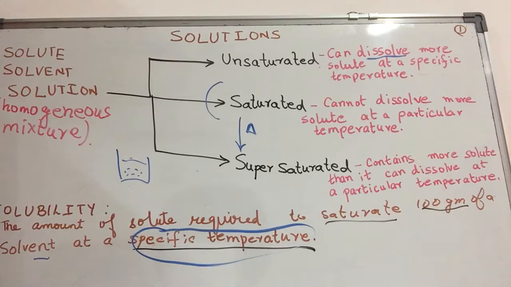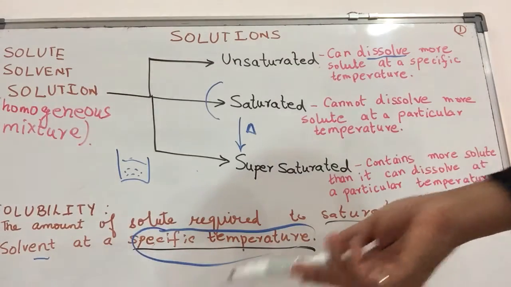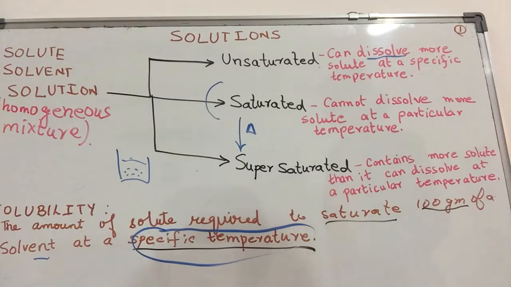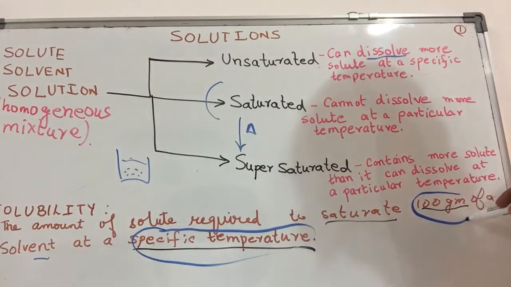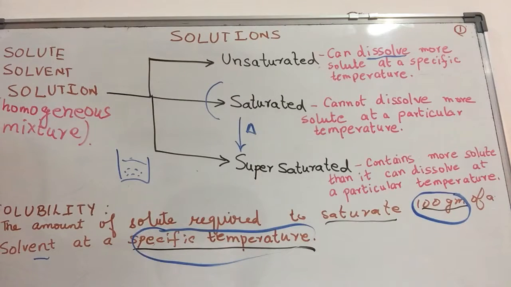So how much of the solute is required to saturate? Again, if I have more water, I can dissolve more salt in it. So that is why we also need to specify how much of the solvent we are talking about. So we say the amount of solute needed to make a saturated solution from 100 grams of a solvent at a specific temperature is what we call solubility.